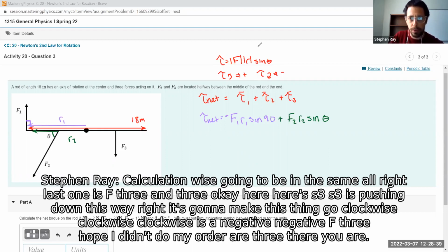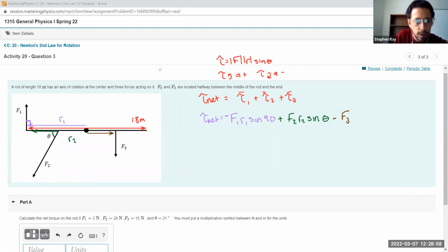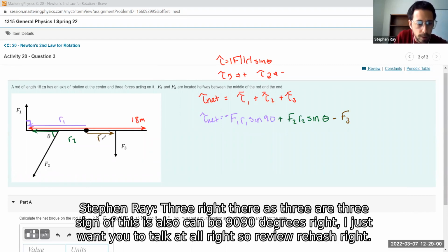All right, last one is F3. Okay, so here's F3. F3 is pushing down this way, right? And it's going to make this thing go clockwise. Yeah, that's clockwise. Clockwise is a negative. So negative F3. Oh, I didn't do my R. Where's R3? There you are. R3, right there. F3, R3, sine of, this is also going to be 90. Right, there's 90 degrees.